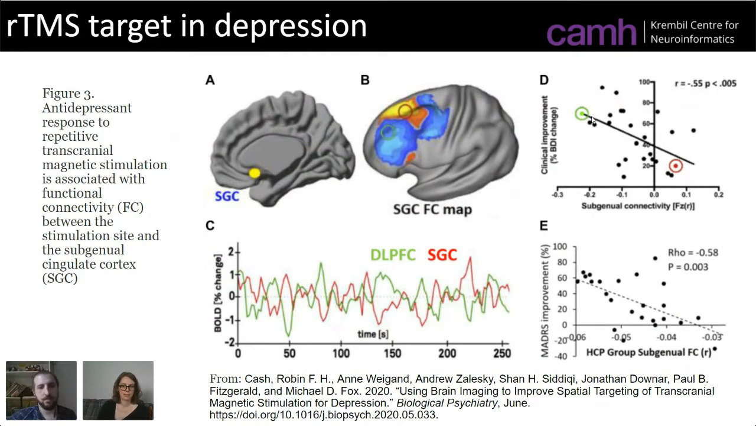So if we can build pipelines to try to target the subgenual cingulate cortex in specific people, or to try to target the part of the brain which will give us the best depression treatment response in specific people, can we actually improve treatment response to TMS? That's a pretty cool clinical application.